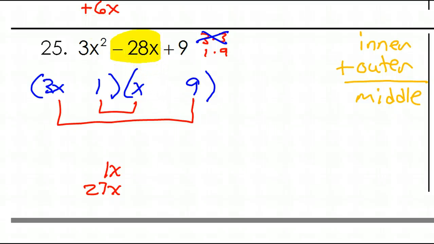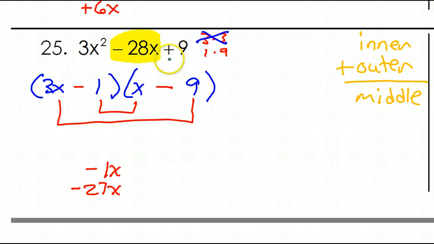Is there a way that I could choose the signs so that I can get a negative 28x out of these two, the inner and the outer? Well, yes. If I make both of these negative, that will add up to negative 28x. So that would mean both of these would be negative.